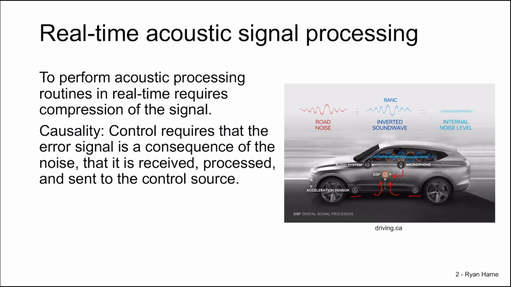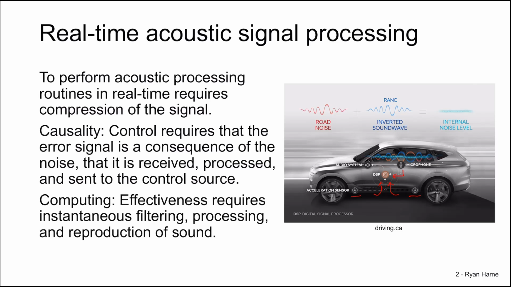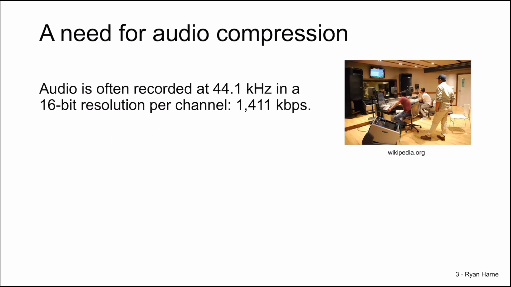There is also an issue resulting from causality. The control of sound in the vehicle cabin requires that the error signal is a direct consequence of the noise, that this signal is received, processed, and sent to the control source faster than before the noise arrives at our ears. This is an issue given that all of this has to occur nearly instantaneously. All of this is to say that there is a challenge in computing. The effectiveness of this noise control approach requires near instantaneous filtering, convolution, processing, and reproduction of the sound. This then creates a need for audio compression.